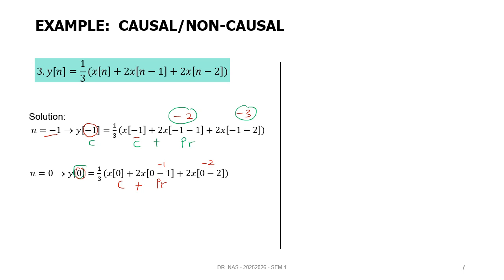So look at the third one, when n is positive, in this case n equal to 1. So the current state is 1. Here you get 0, and here you get -1. So obviously here is current state plus previous state. In this case, there are no future values, so your system is causal.